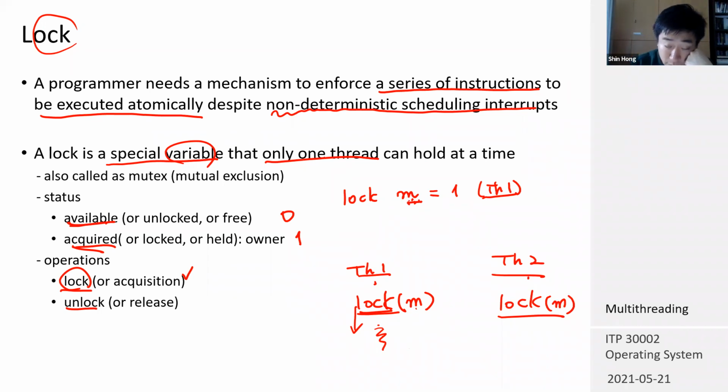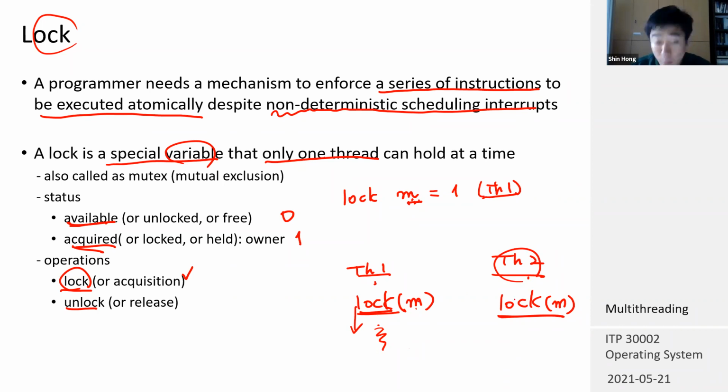It checks the value of m, and in this case, the lock variable is not available. It's already acquired. Then what happens? Then it should be blocked. I mean, this operation will be blocked, so control cannot move on to the next step. Why? Control can move on to the next step only when this thread, the caller thread, holds the lock, which cannot be satisfied at this moment. So it will be temporarily blocked until when? Until it holds the lock and becomes its owner.